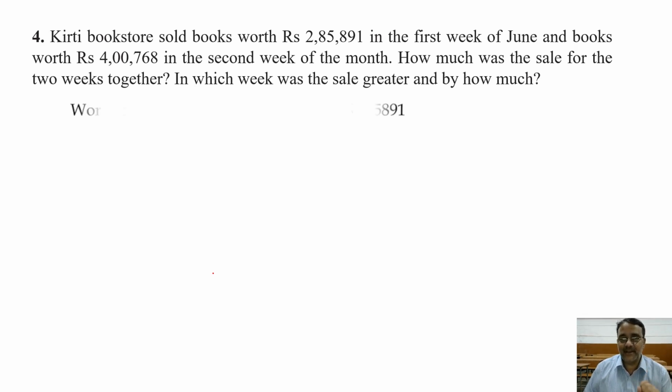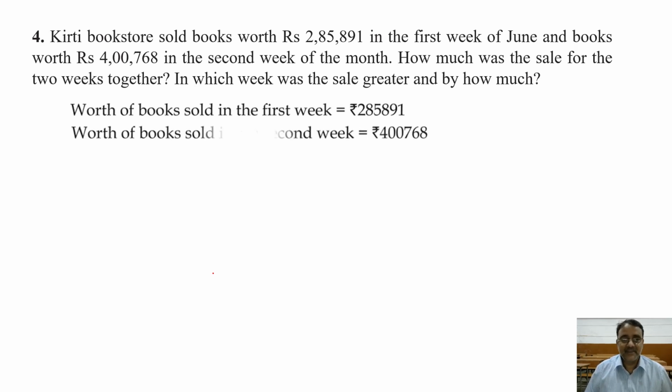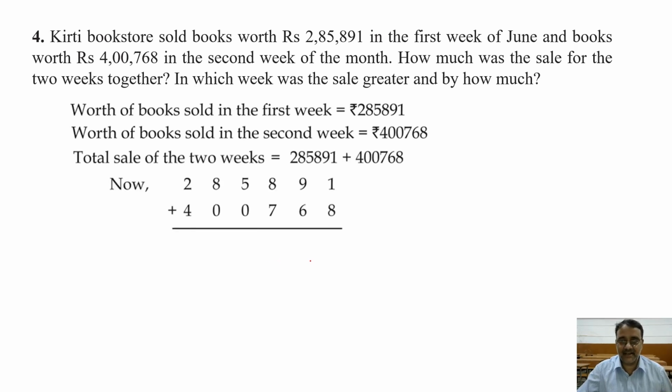So first week में इतना book sold हुआ 2,85,891, and second week का total है 4,07,768. Now total sale of 2 weeks we have to add. चलो ऐड कर रहे हैं. 1 plus 8 is 9, 9 plus 6 is 15, 1 carry, and 8 plus 7 is 15 plus 1 is 16, 1 carry. 1 plus 5 plus 0 is 6, and 8 plus 0 is 8, and the last one is 6. So we got 6,86,659.